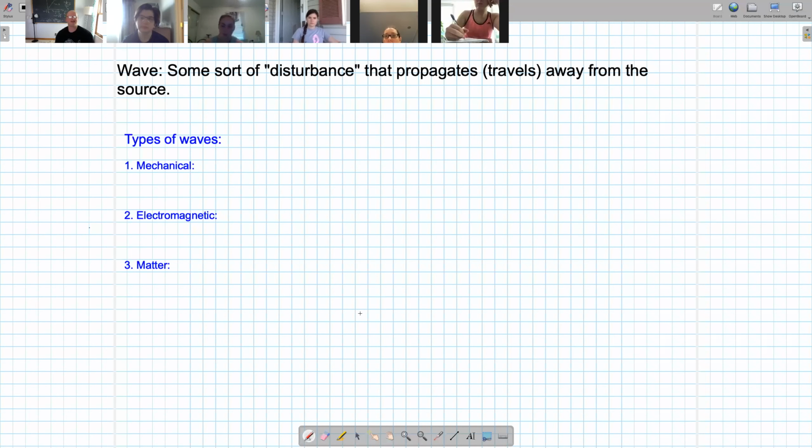So that brings us to waves. So a wave then is a sort of disturbance that propagates. Propagates is just a fancy term for travels away from the source. So in general, there are three different types of waves. So the first type is what we call a mechanical wave. So a mechanical wave is a wave which requires a medium. So for example, what we just looked at. An example of this would be a wave on a string.